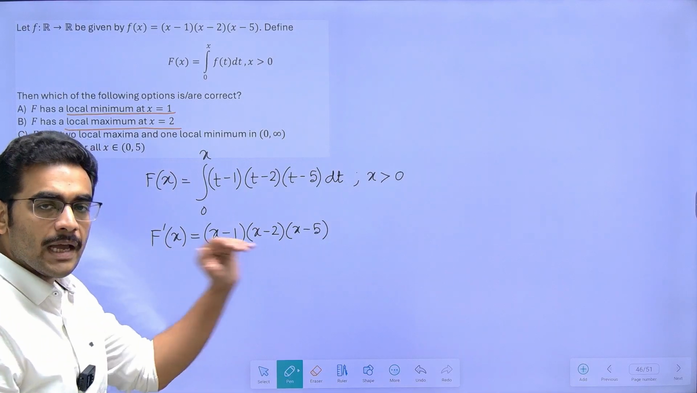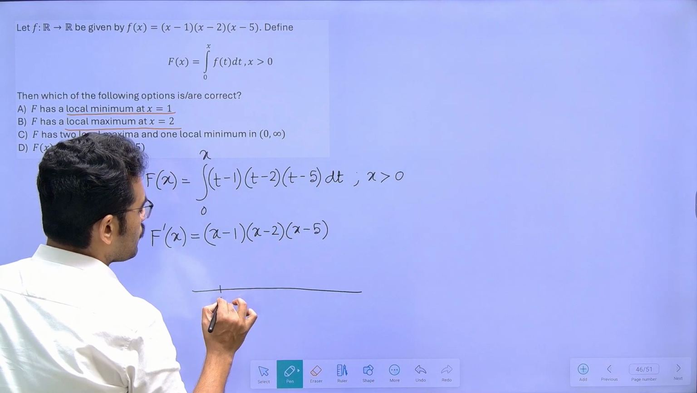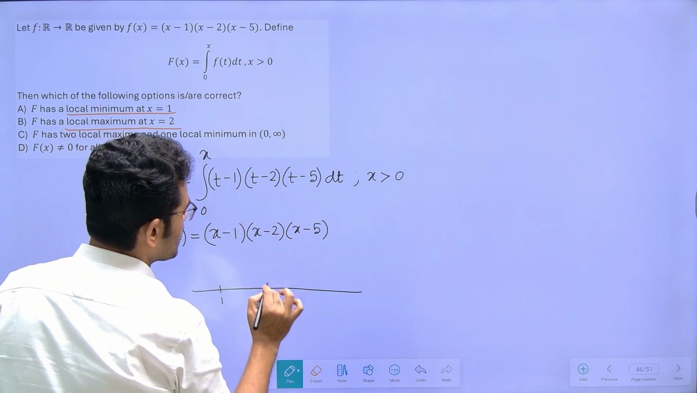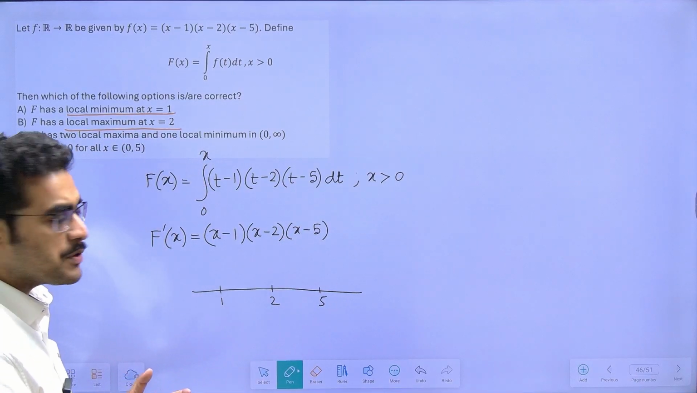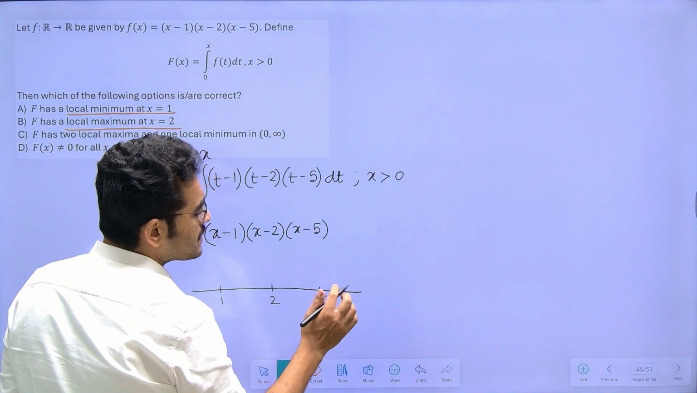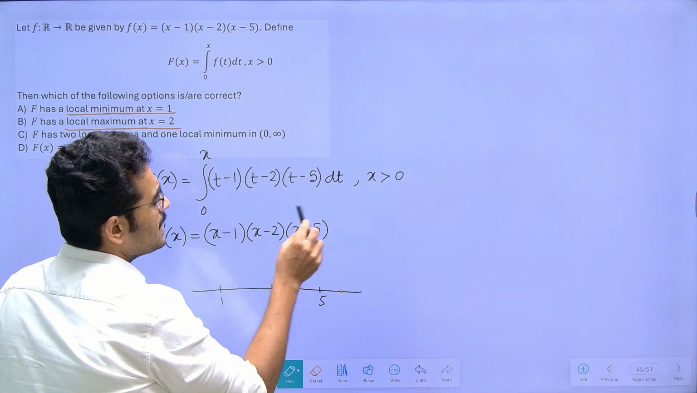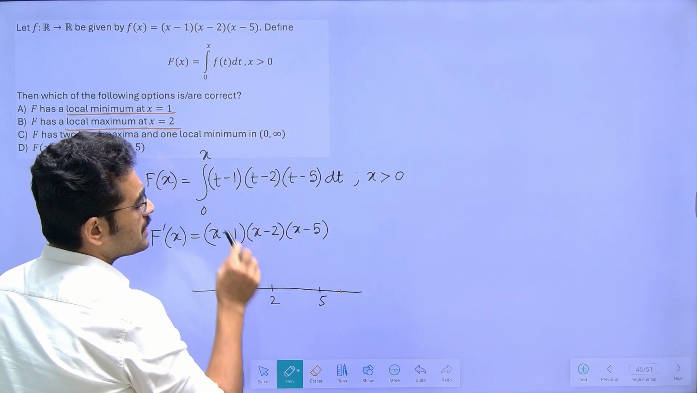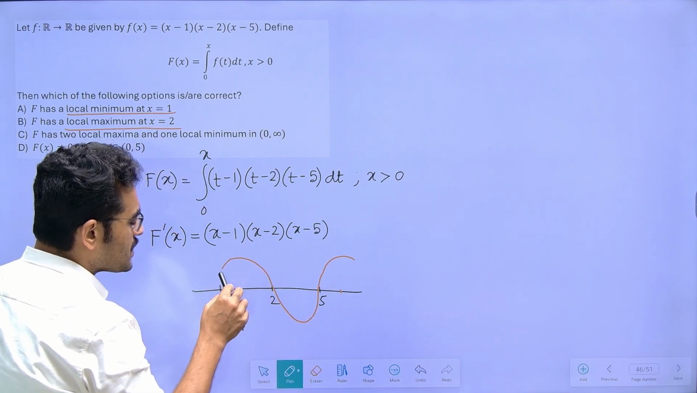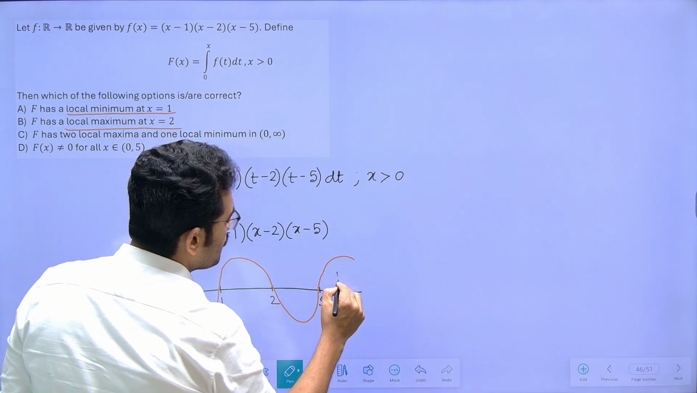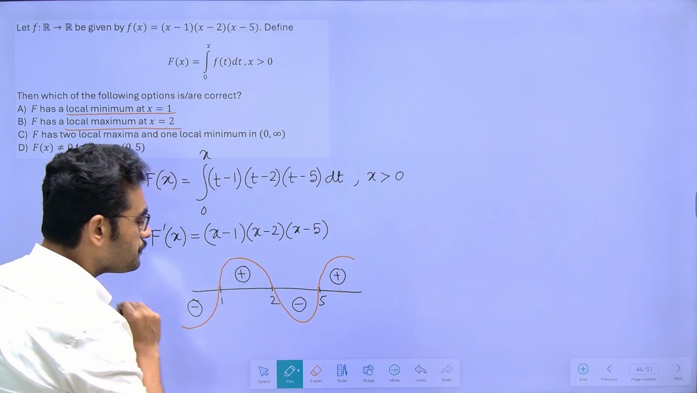Now, if we analyze the sign of this derivative by wavy curve process, it is going to change sign at 1, at 2, and at 5. And what is the sign of the expression? If I take a value more than 5, and substitute in place of x, it will be positive, positive, positive. So it will be positive here, it will change sign at 5, at 2, and at 1. So the wavy curve will be positive, negative, positive, negative.